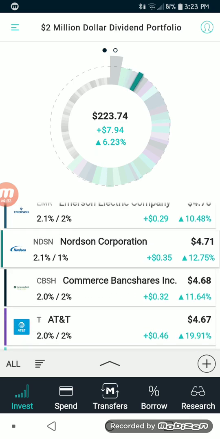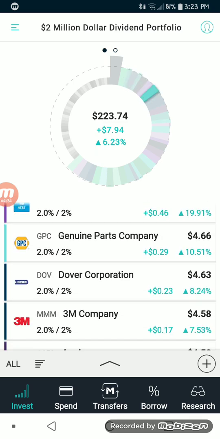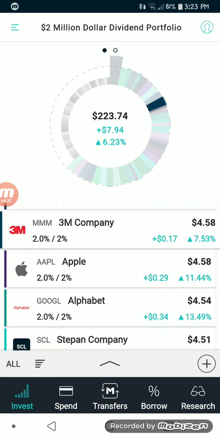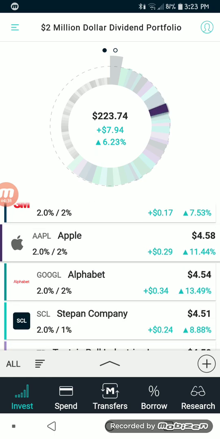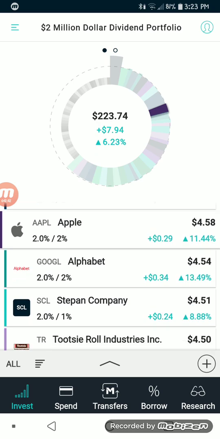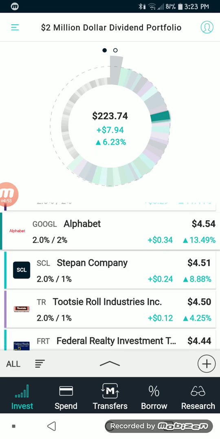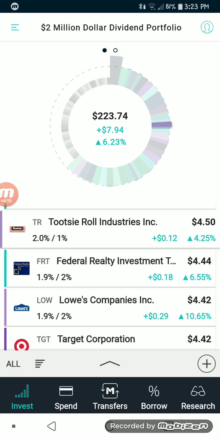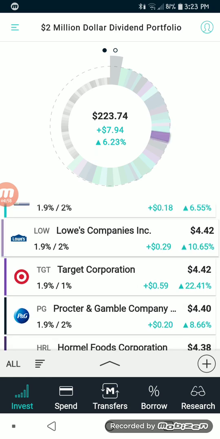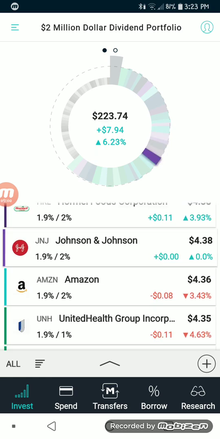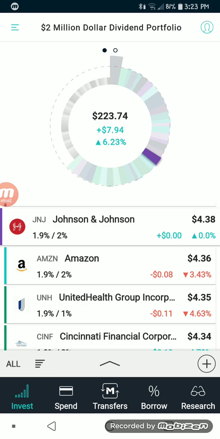These are some of the companies I have: AT&T, GPC, 3M, Apple, Google. Google doesn't pay a dividend, but I still have it here because I believe in it so much as a growth stock, so I'm still going to include it here. I have a few of these, but mainly it's all dividend paying companies: FRT, Lowe's, Target, PG, J&J. Amazon doesn't pay a dividend, but I believe that it has more room to grow, so I still have it here.